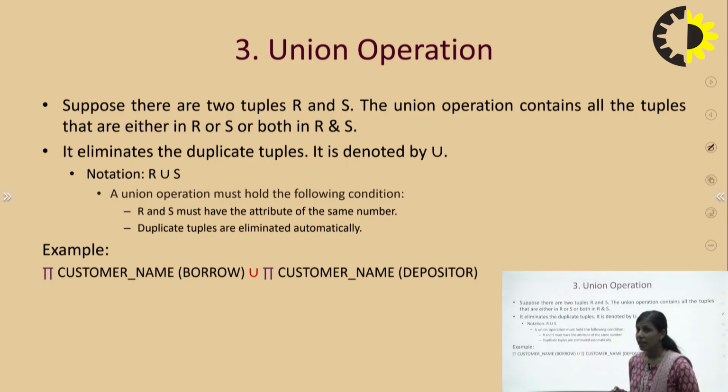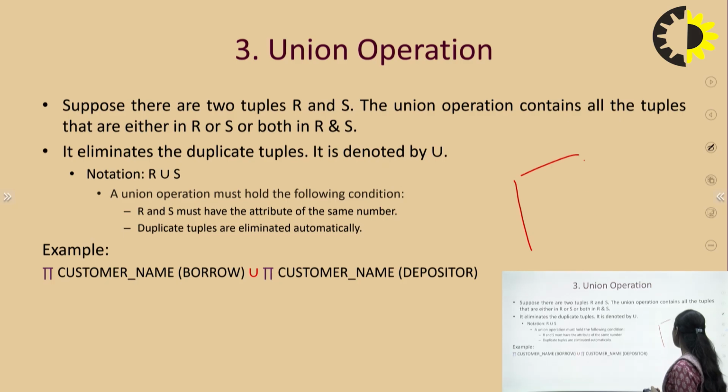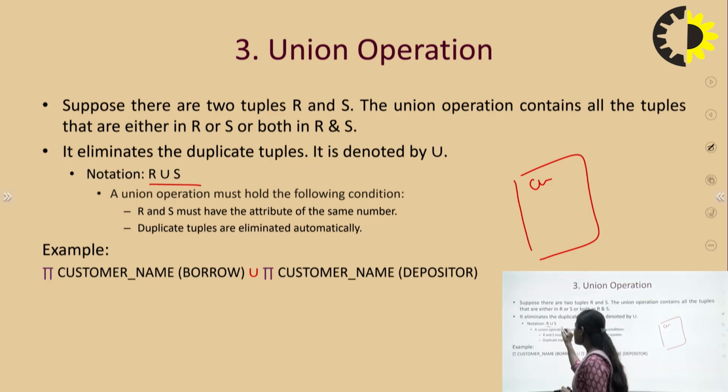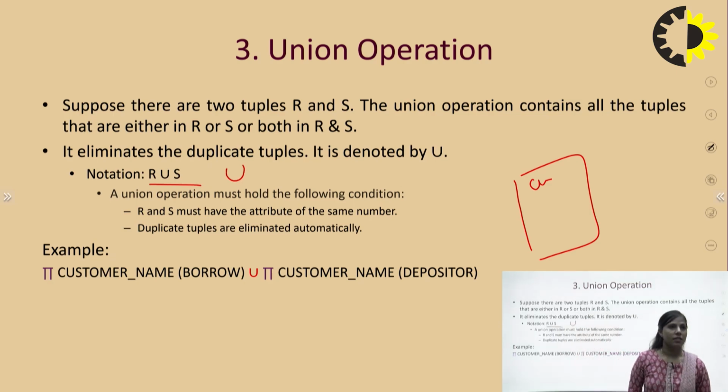Now one more thing to note is that R and S must have attributes of the same number or the same name. These two conditions should hold between them. For example, over here we are combining on a particular column, customer name. So it should be there in the first table and also in the second table. The name or the attribute should be the same. This is the must condition. Okay. Now talking about the denotation, we denote the union with the U symbol. This is how we denote it.